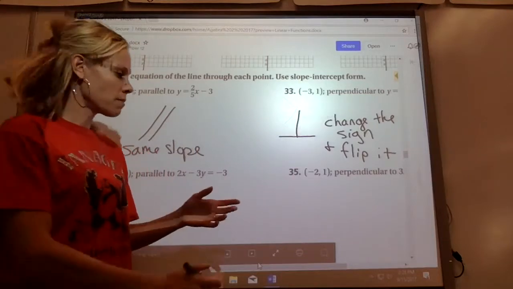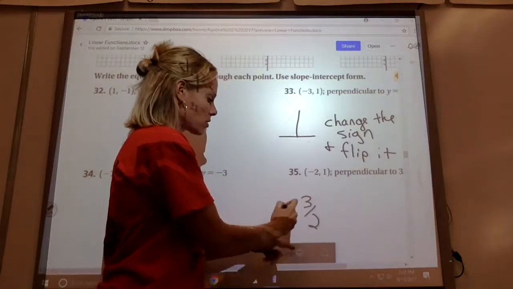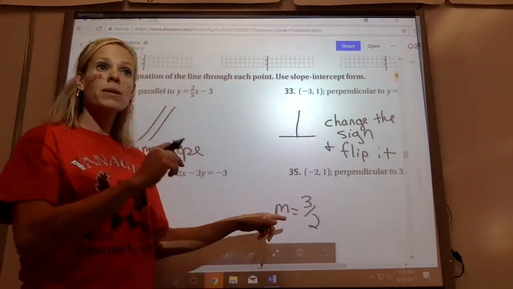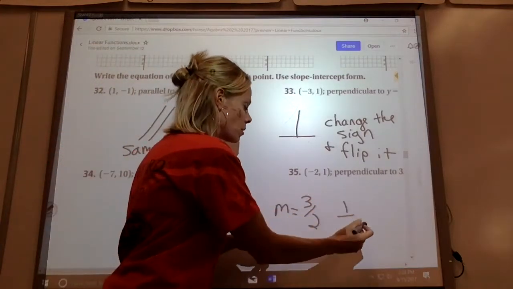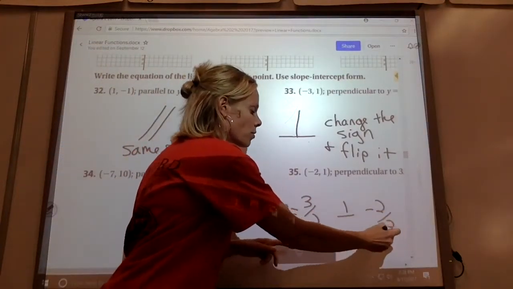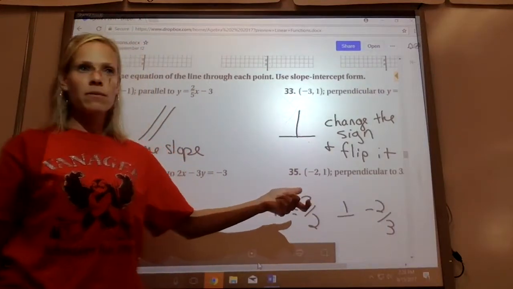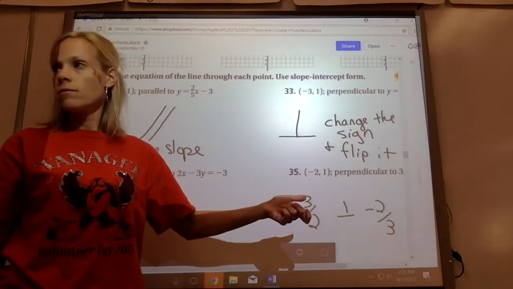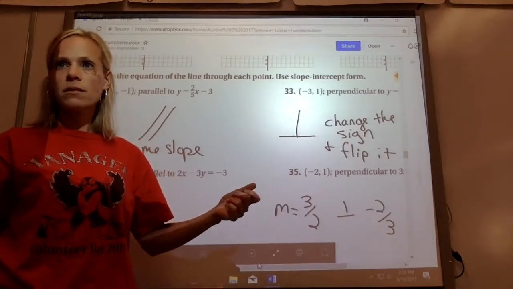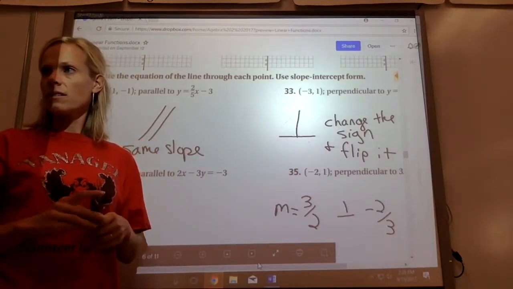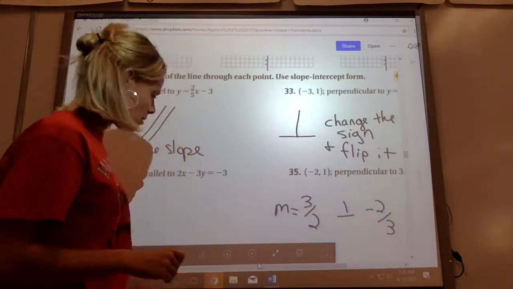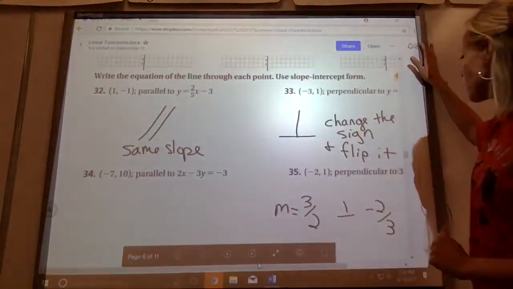Negative becomes positive. And flip it. Okay. So what's that mean if I had 3 halves as a slope? My perpendicular slope would be a negative 2/3. I would change the sign and I would flip it. Remember that from geometry? Or if not, maybe algebra 1. Does everybody have geometry in here? Yeah? Okay. Sometimes I get students going straight into algebra 2.